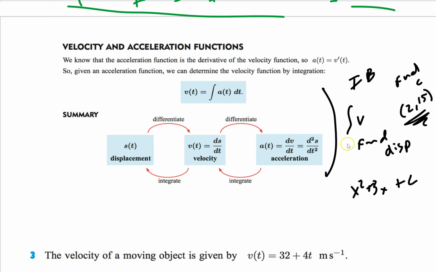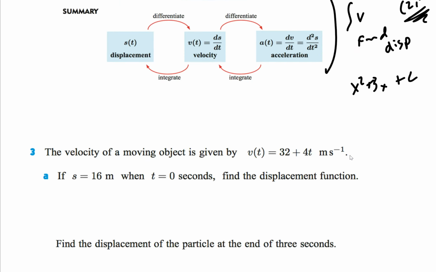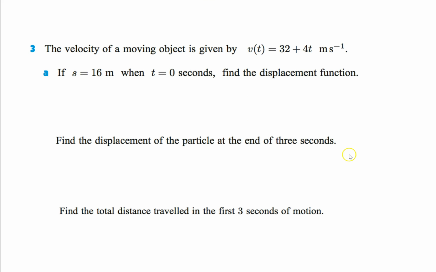And that's what these next practical problems are going to be like. IB asks this almost every year. They're going to be like, hey, this acceleration is this, find the velocity. Oh, here are these 2 points. Find your c. So that's a big thing IB likes to do. Let's do a practice problem like this. If the velocity of a moving object is given by v of t equals 32 plus 4t meters per second, if s is 16 when t is 0, find the displacement function.